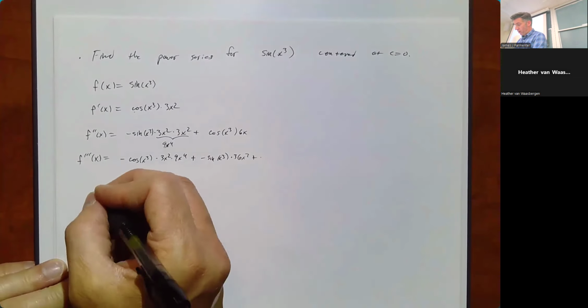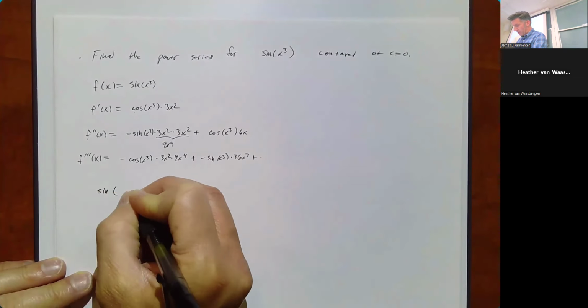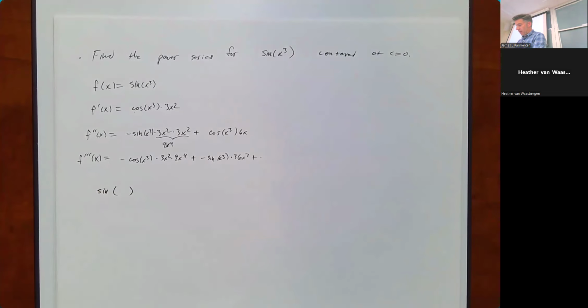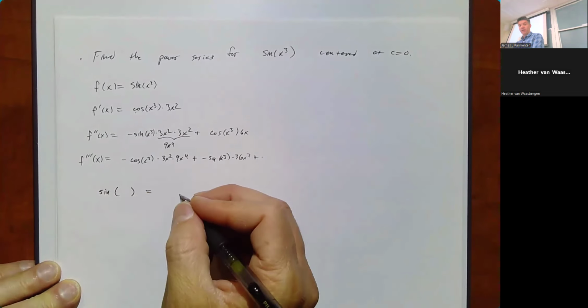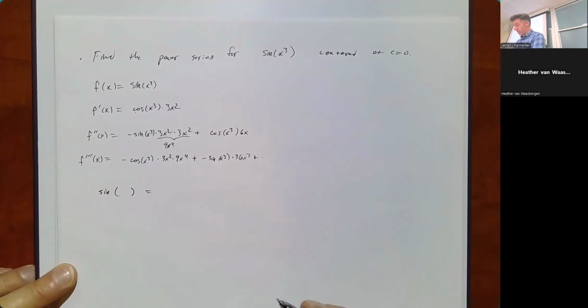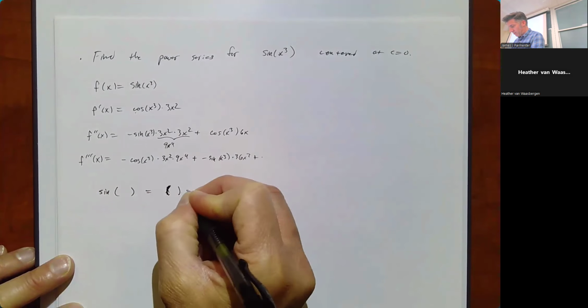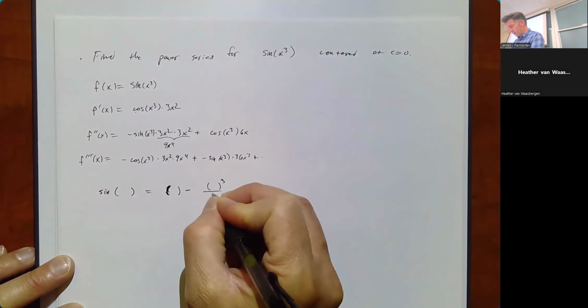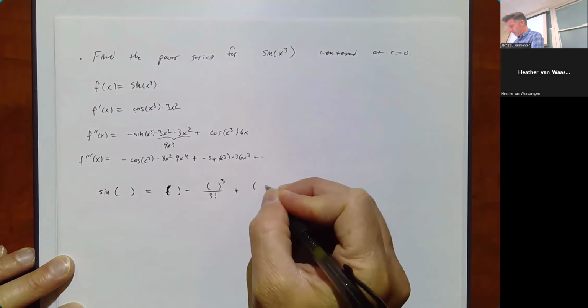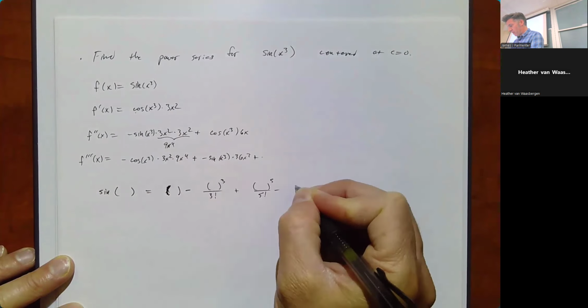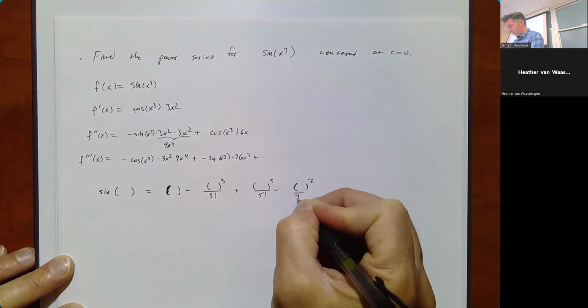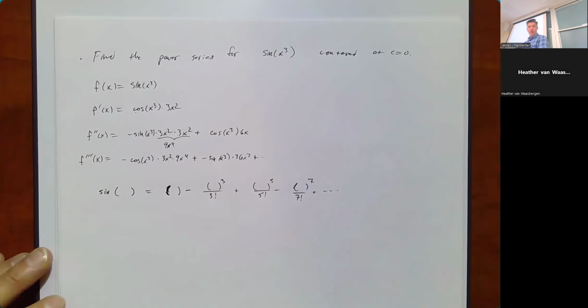So from before, we know that sine of x centered at 0 has the power series x minus x cubed over 3 factorial plus x to the 5th over 5 factorial minus x to the 7th over 7 factorial, and so on and so on. But you don't have to write x there. You can fill in any expression you want, and it's still valid.